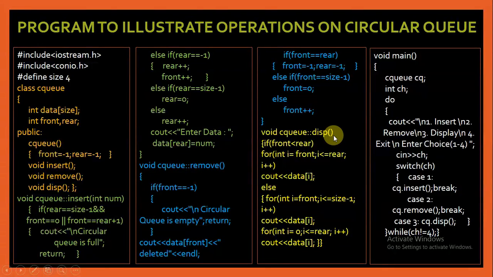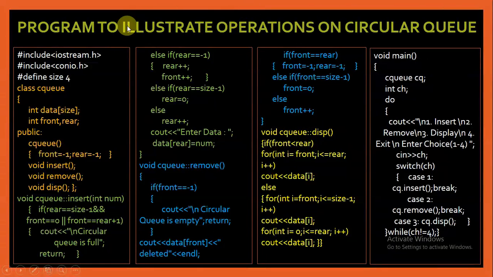In the display operation, as we have already discussed, I will first check whether front is less than rear or not. If front is less than rear, I will simply use a loop. I will initialize the control variable i by front. I will go till i is less than or equal to rear and i++, and I will simply display the data which is present at the index number i.